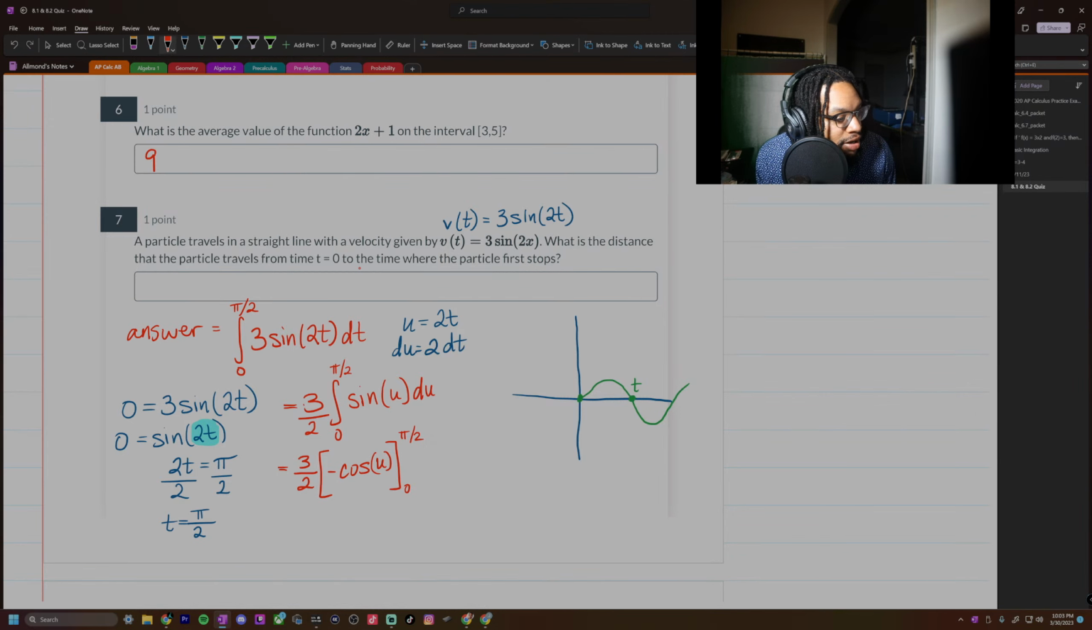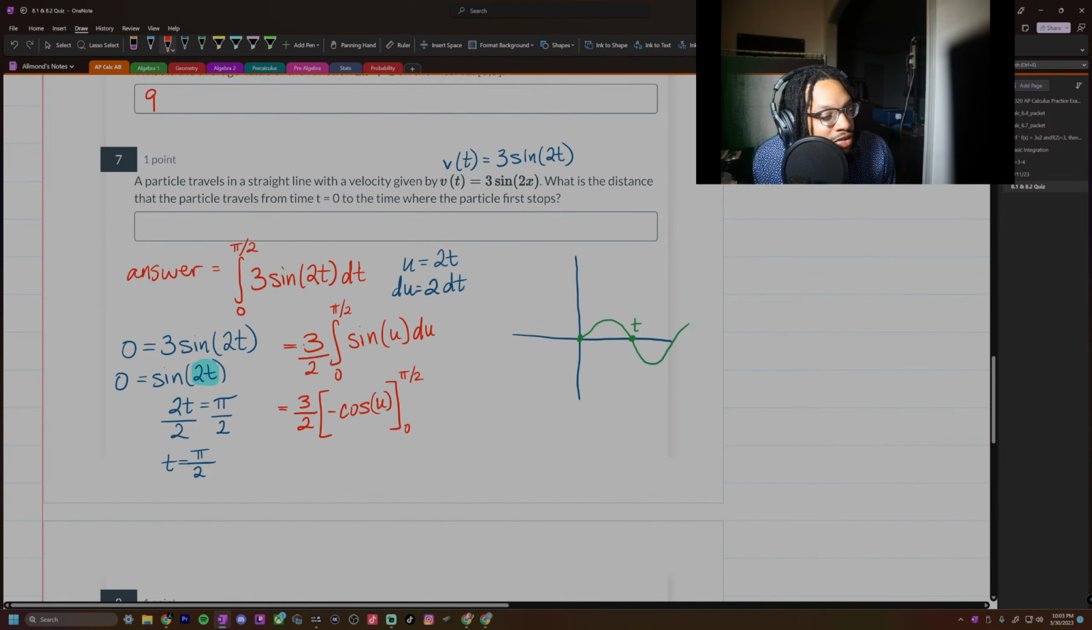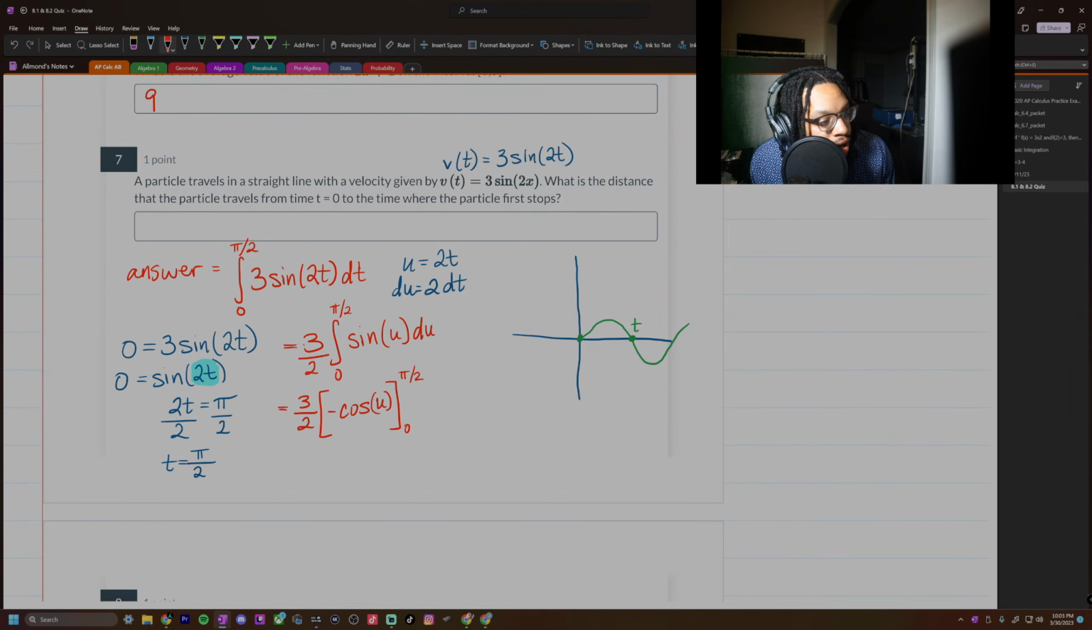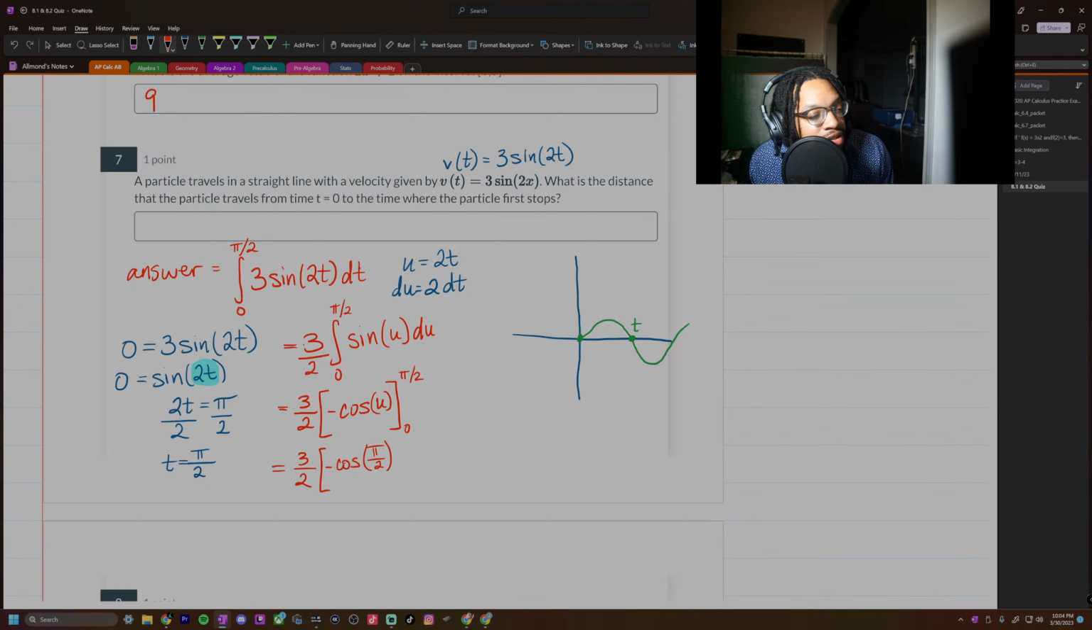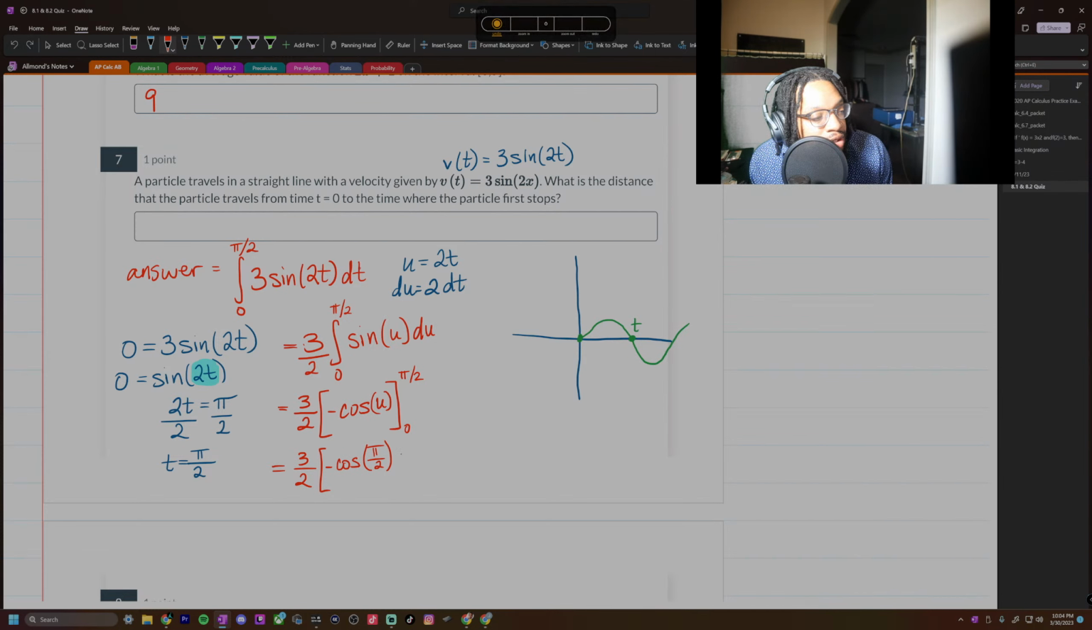I'm good? Okay, bet. All right, now, the derivative of negative cosine is sine. So I think I'm good. Now, I'm going to go 3 over 2 times, I'm going to plug in pi over 2. So negative cosine of pi over 2. Now, I'm going to say minus negative cosine of 0. Minus negative is like a plus. So I'm really looking like this.